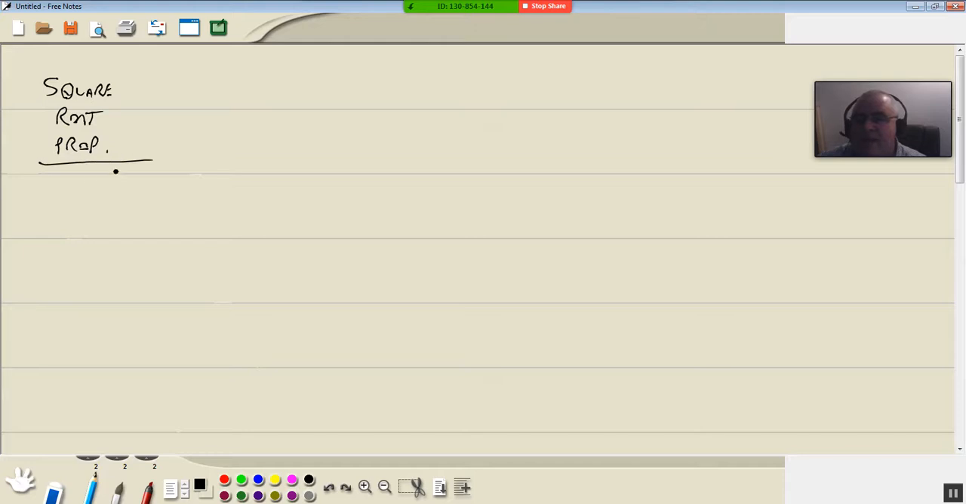Square root property. This says if you've got something squared equal to something else, now that's pretty vague, then you drop the squared and you put a plus or minus square root on the other side. It really is as vague as what I just said. As long as you have this entire left side squared equal to something else, you can apply this.